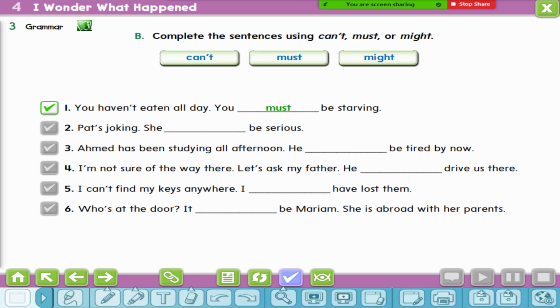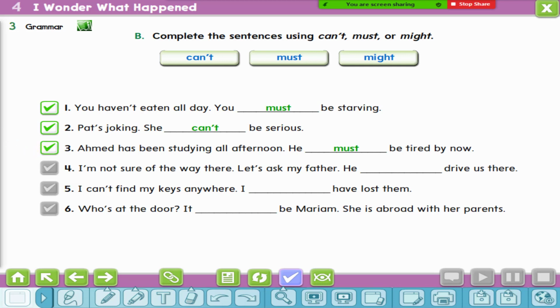Number 2. Yes, Riyadh? She is joking, she can't be serious. Yeah, can't be serious. It's impossible to be serious. Very good, thank you, Riyadh. And number 3. Yes, Ahmed? Ahmed has been studying all afternoon. He must be tired by now. Very good, Ahmed. Thank you.